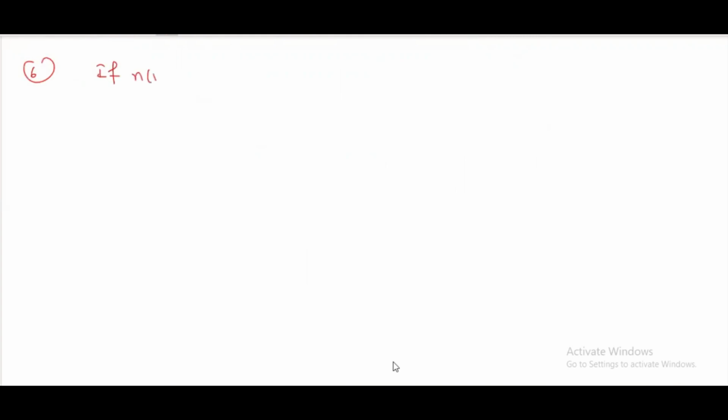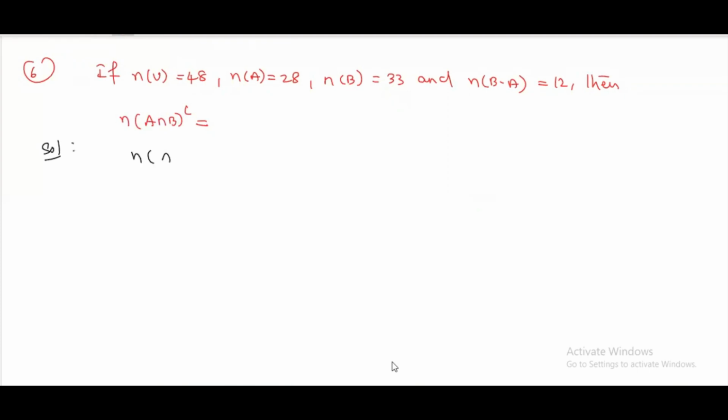If n(U) is equal to 48, n(A) is equal to 28, n(B) is equal to 33, and n(B minus A) is equal to 12, then n of (A intersection B) complement is? So how can we find this solution? Let's see. n of (A intersection B) complement, in the sense they're asking for n(U) minus n(A intersection B). So n(A intersection B), how can we find this?